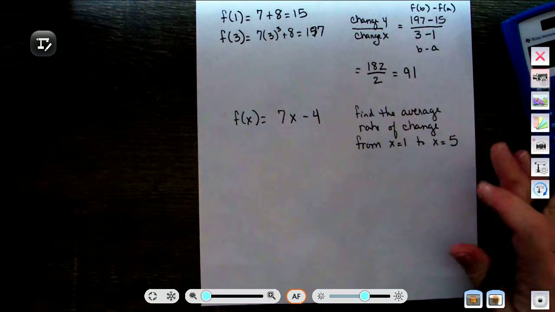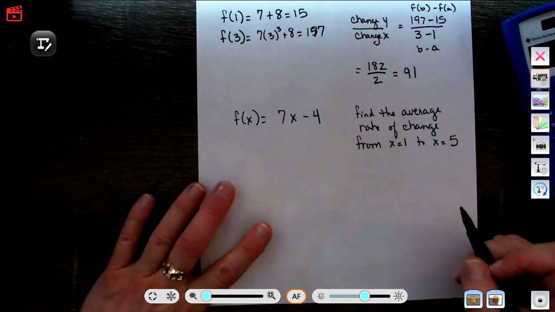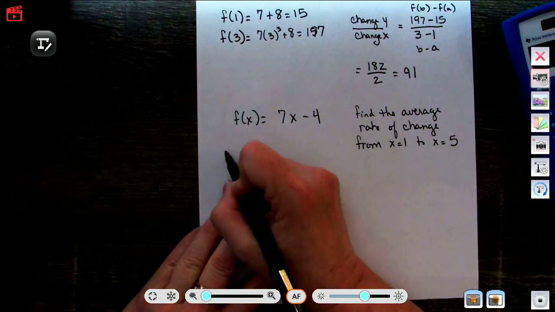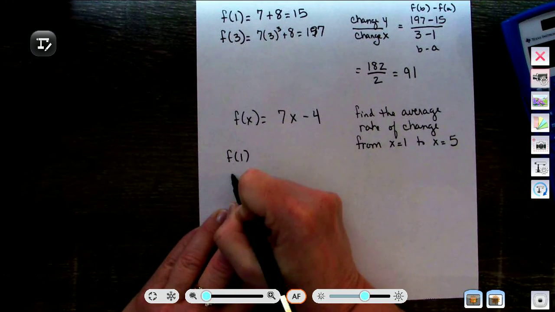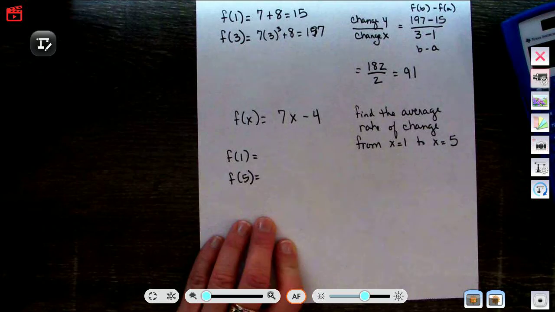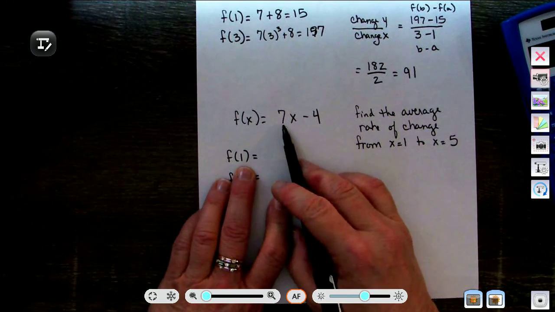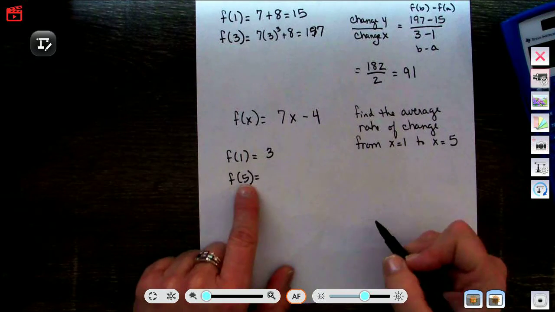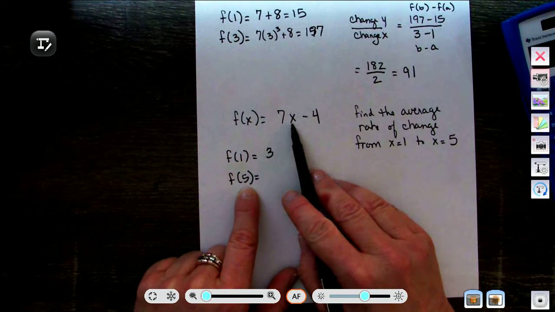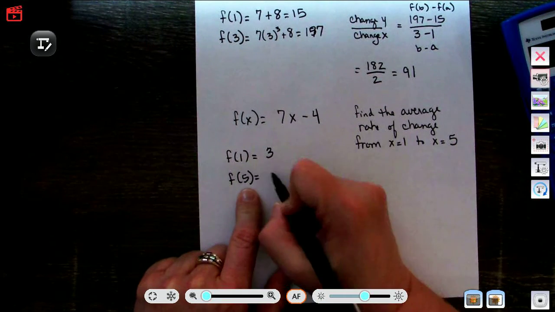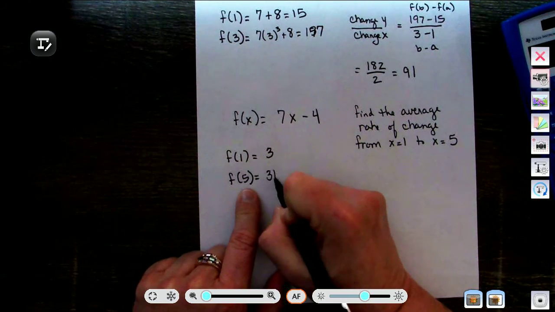Why not? So average rate of change is your change in your y values over the change in the x values. So I need my f of 1 and I need my f of 5. f of 1 will be 7 minus 4, which is 3. f of 5, putting 5 in here, is 35 minus 4. 35 minus 4 is 31.